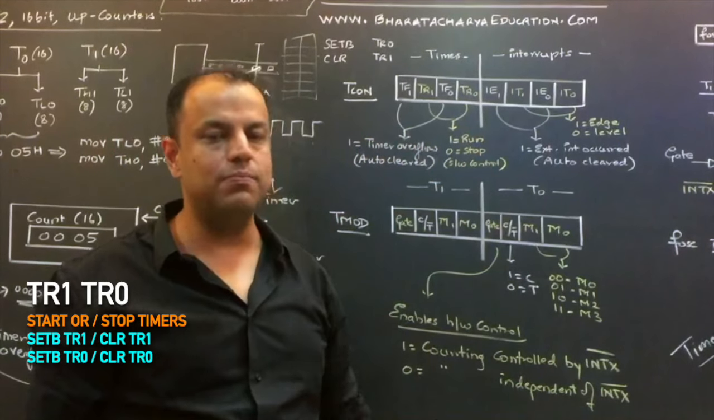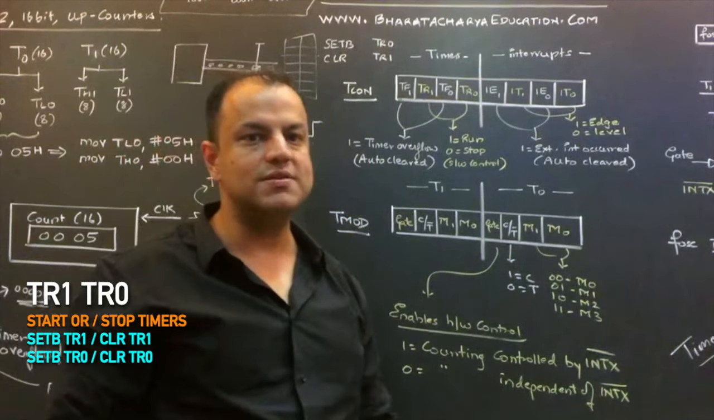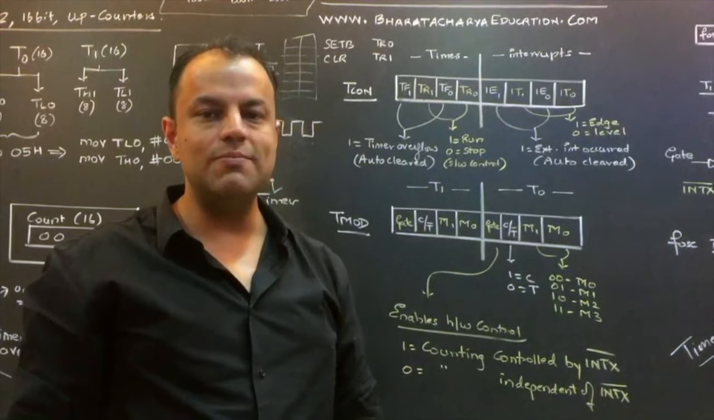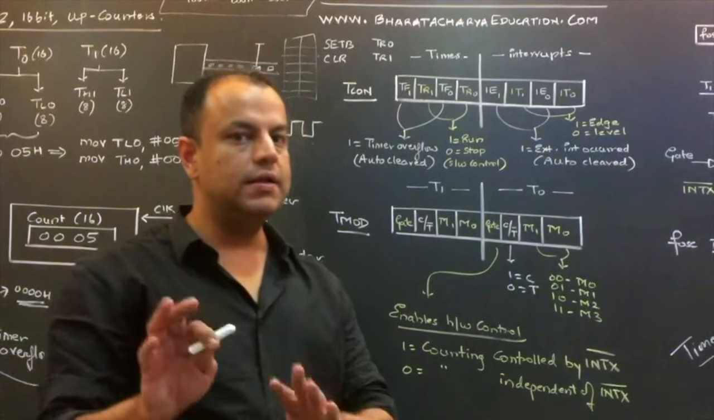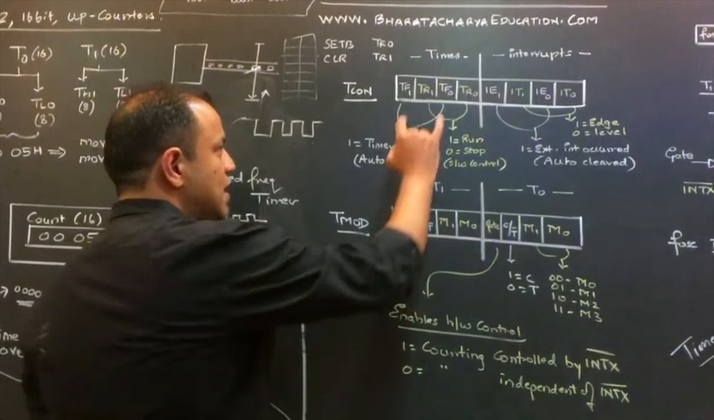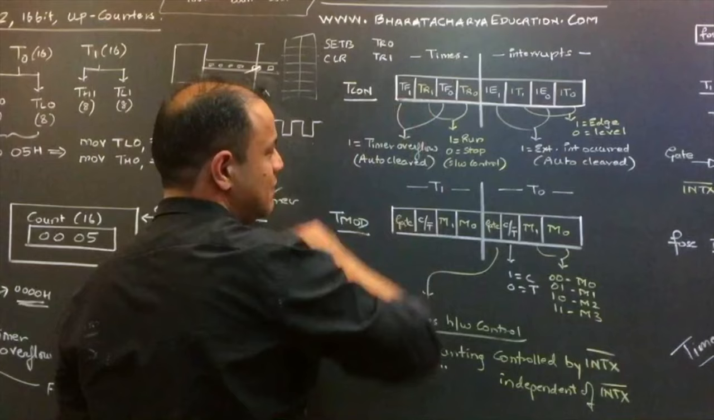So you can start both timers, you can stop both timers, you can start any one and not affect the other. The two timers are completely independent. What you do with one timer has nothing to do with the other timer. Tell me, did you understand this? So both timers have their own run bits, both timers have their own overflow flags.